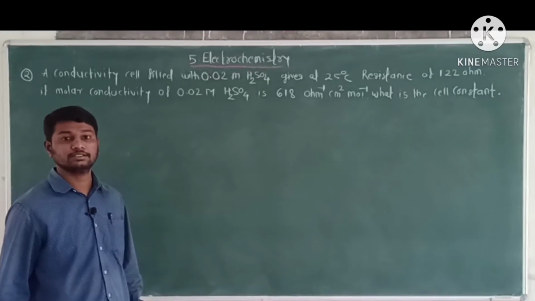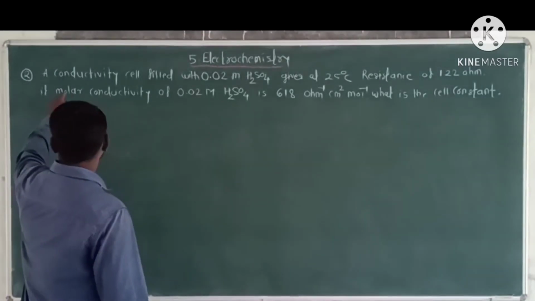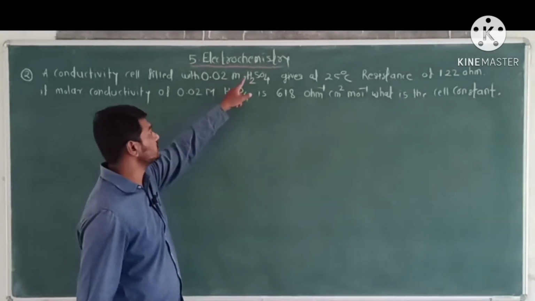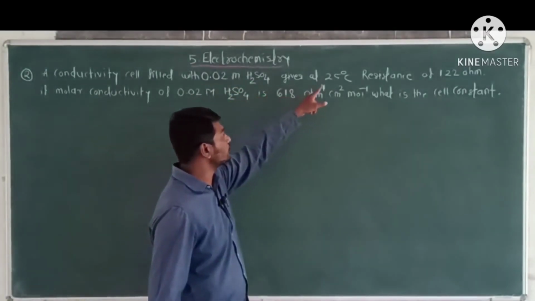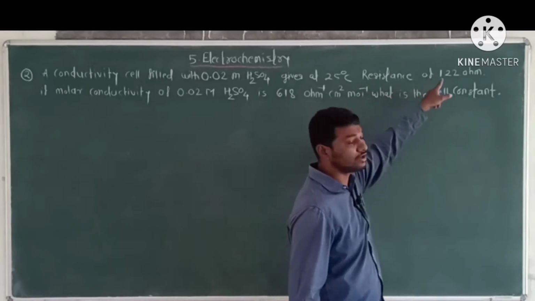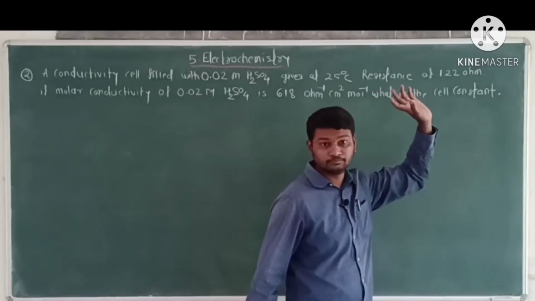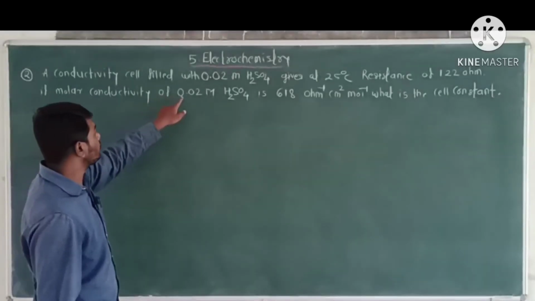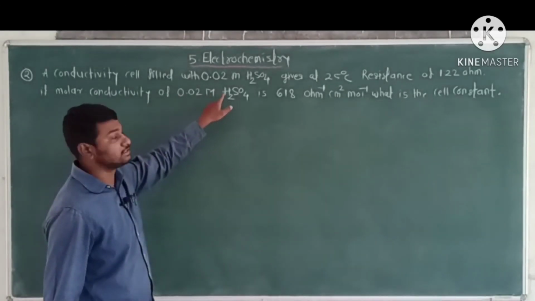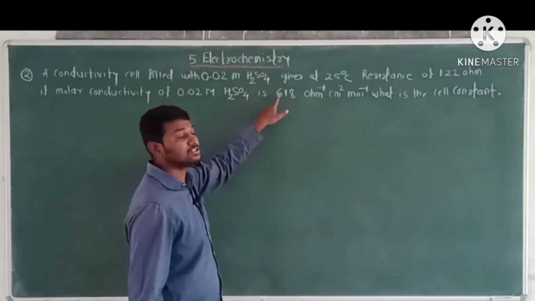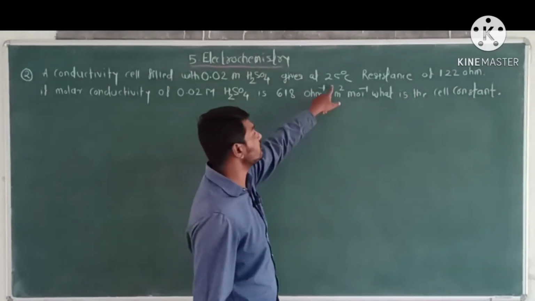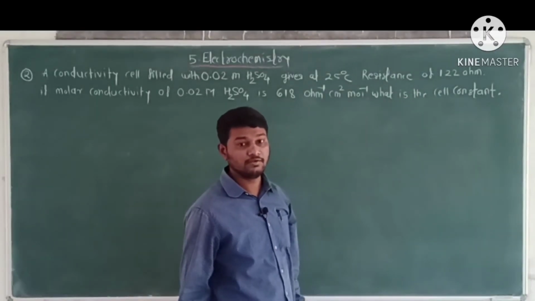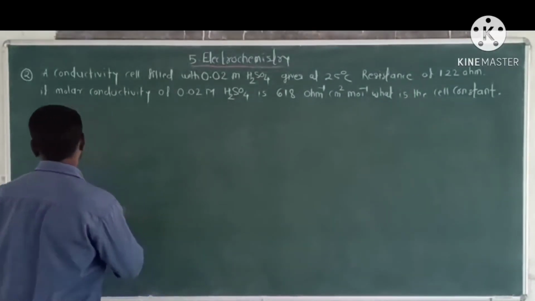Okay. Now the second numerical: a conductivity cell filled with 0.02 molar sulfuric acid, that is H2SO4, gives at 25 degree Celsius a resistance of 122 ohm. If the molar conductivity of 0.02 molar sulfuric acid H2SO4 is 618 per ohm centimeter square per mole, what is the cell constant?